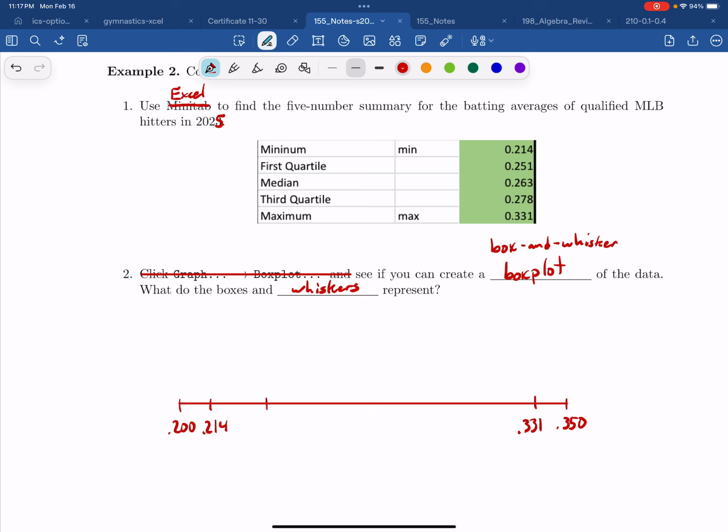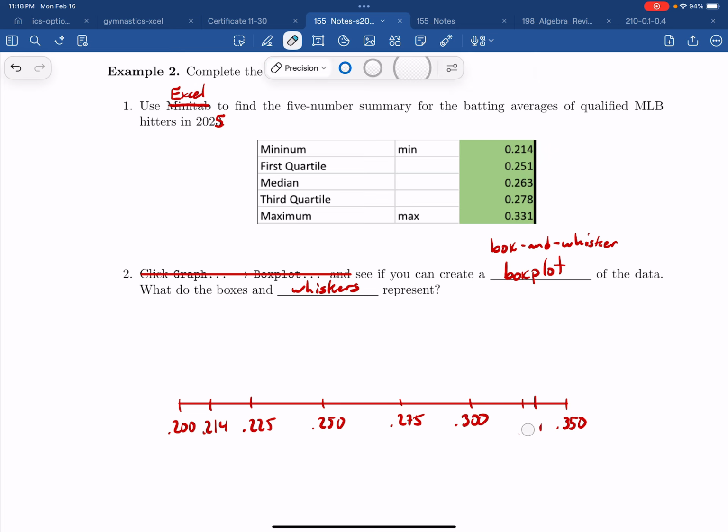And so we'll say that this is 250. Or maybe we'll say this is 225. Maybe that's not perfectly to scale. Maybe it's more like here, 225. This is 250. 275. 300. 325, and then this is 331, and that's 350, okay? So anyway, what do we do?